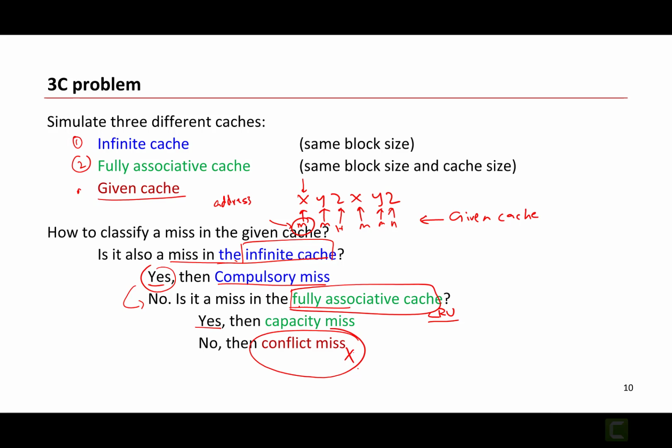To summarize, you take the given cache, simulate it for the given address sequence, and figure out which addresses are hits and which addresses are misses.